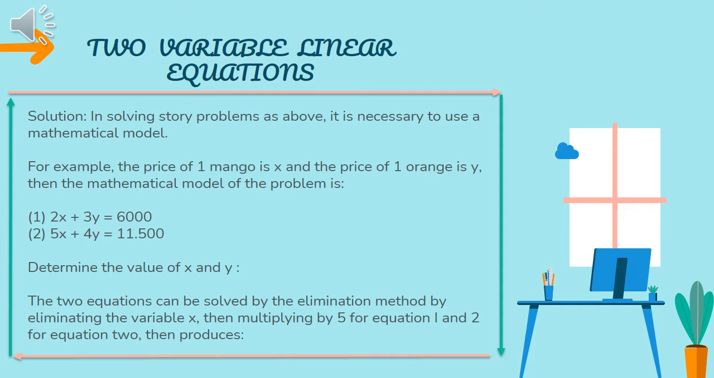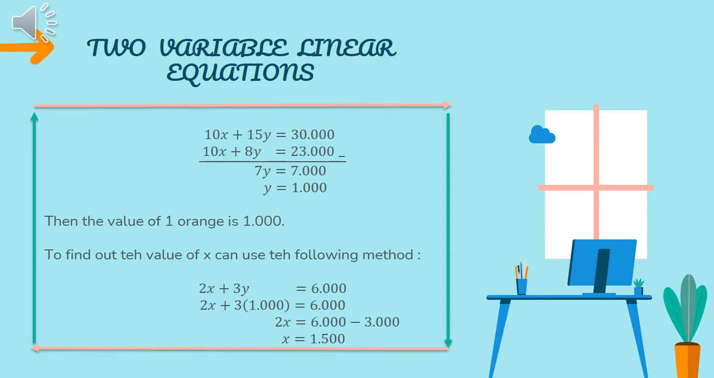Determine the value of x and y. The two equations can be solved by the elimination method by eliminating the variable x, multiplying by 5 for equation 1 and 2 for equation 2, which produces 10x plus 15y is 30,000 minus 10x plus 8y is 23,000. And the result, 7y is 7,000 and y is 1,000. Then the value of one orange is 1000.